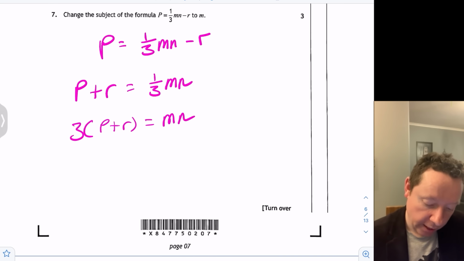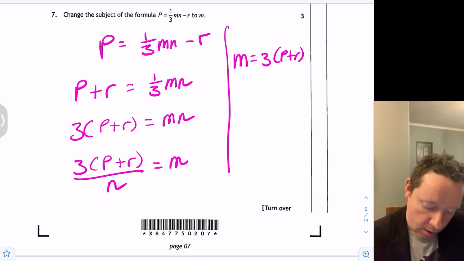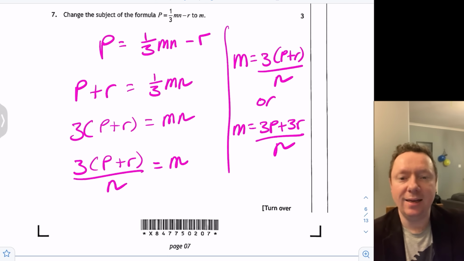And we want to change it to m, so we get 3 times p plus r over n equals m. Or m is 3 times p plus r over n. We could expand the bracket as well. If you did that, you would get 3p plus 3r over n, but we should be able to do that.